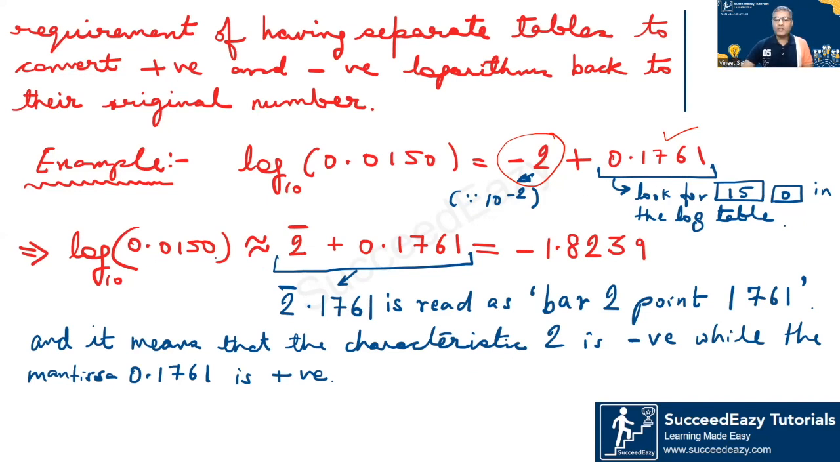So log of 0.0150 to the base 10 is approximately equal to, this is the bar that I was talking to you about, bar 2.1761. This is how you read it. Actually, if you take -2 and add 0.1761, you are going to obviously get -1.8239. What is the meaning of this bar 2.1761? It means that the characteristic 2 is negative, while the mantissa 0.1761 is positive. Please keep this in mind.